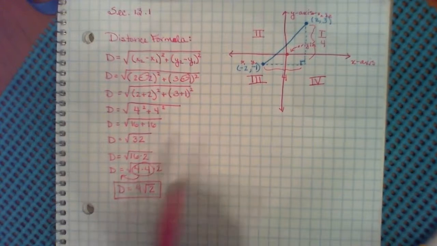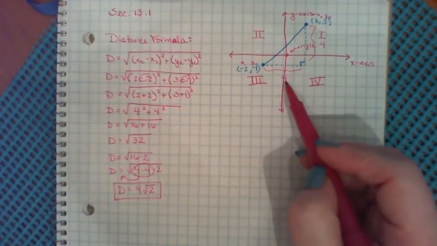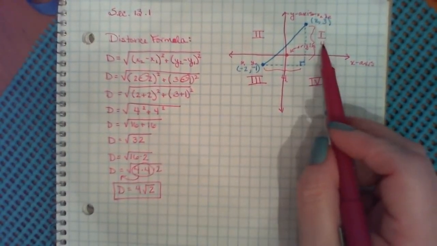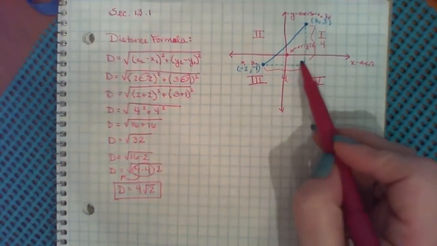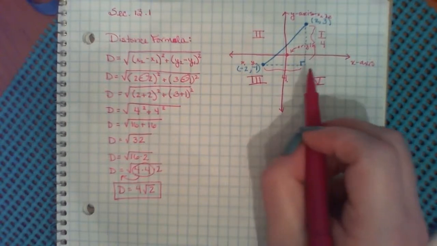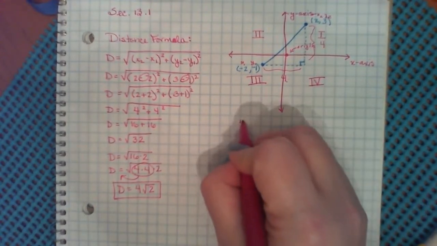Now, back up here, we knew this side was 4. We knew that side was 4. When you look at this, since you know they're both 4, you know it's a right triangle. That means it has to be a 45, 45, 90 right triangle.